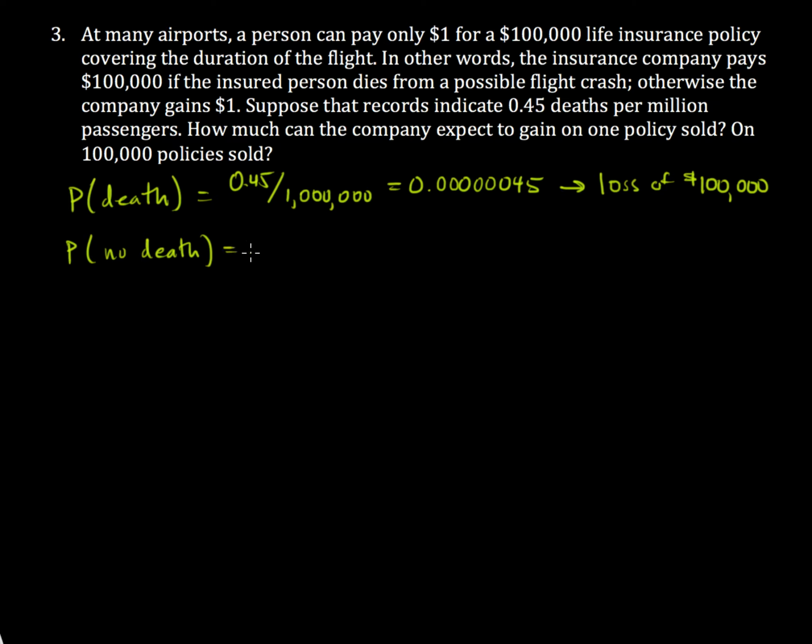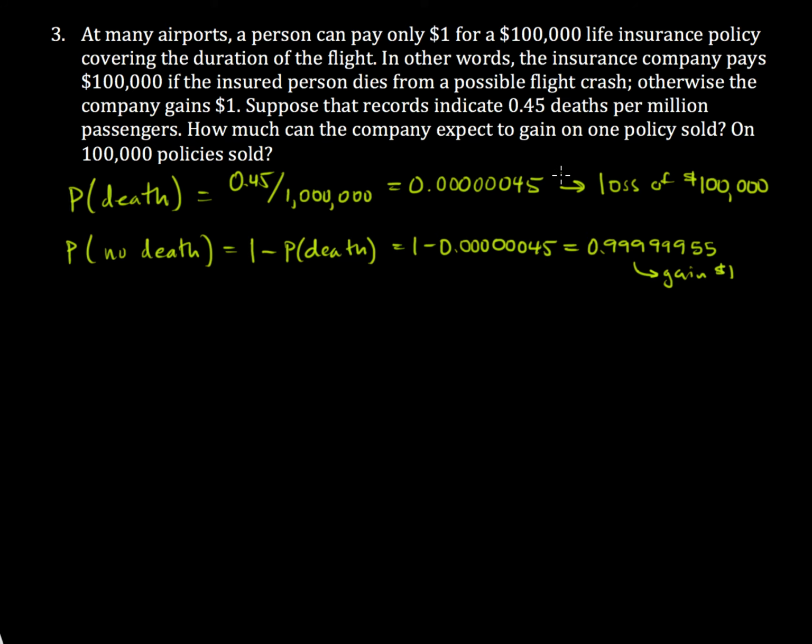The probability that they're not going to die is 1 minus the probability of death, right? Those two things are complements, dying and not dying. So that would be 1 minus 0.000000045, which turns into 0.9999955 probability. And in this case, the airline stands to gain $1.